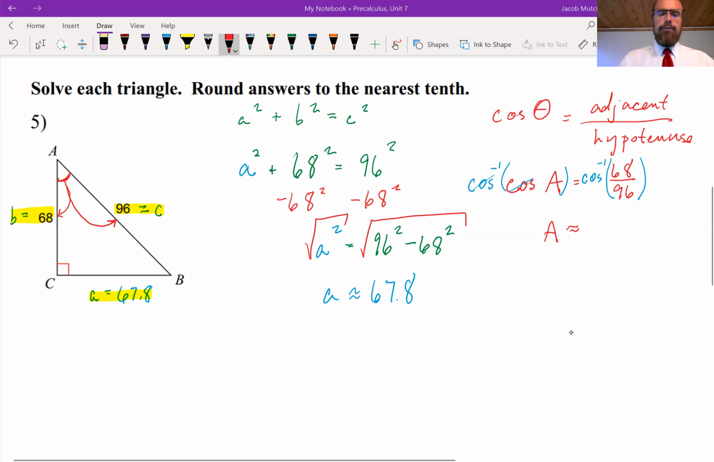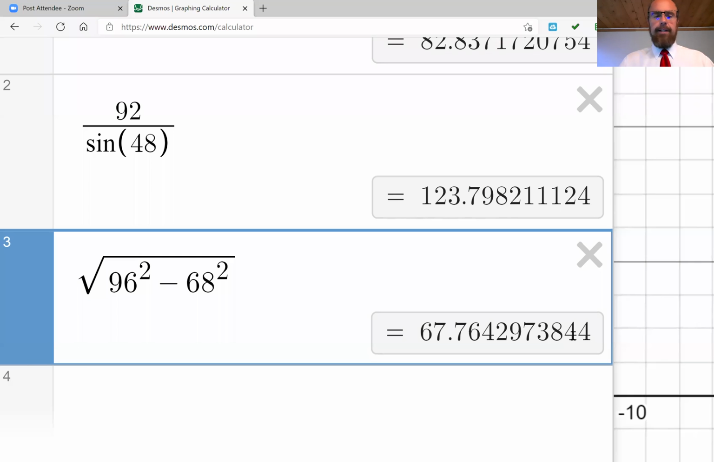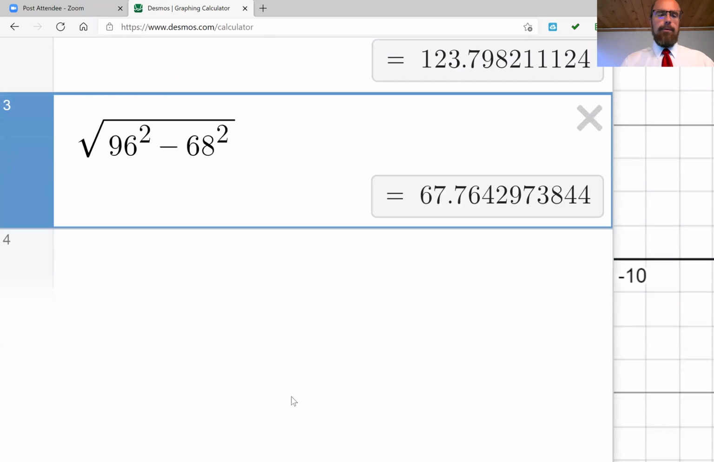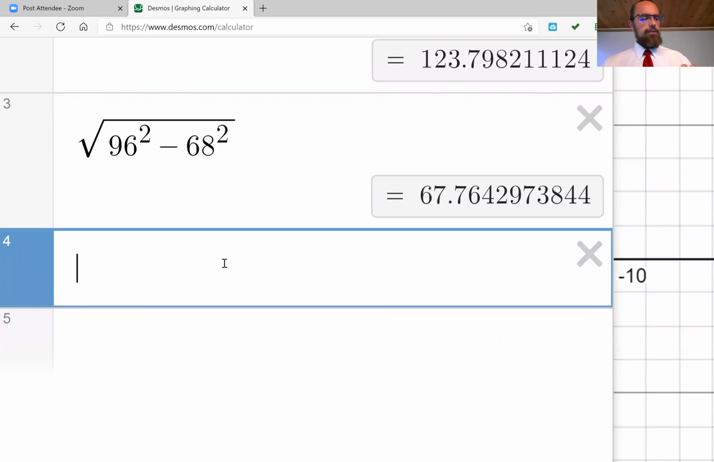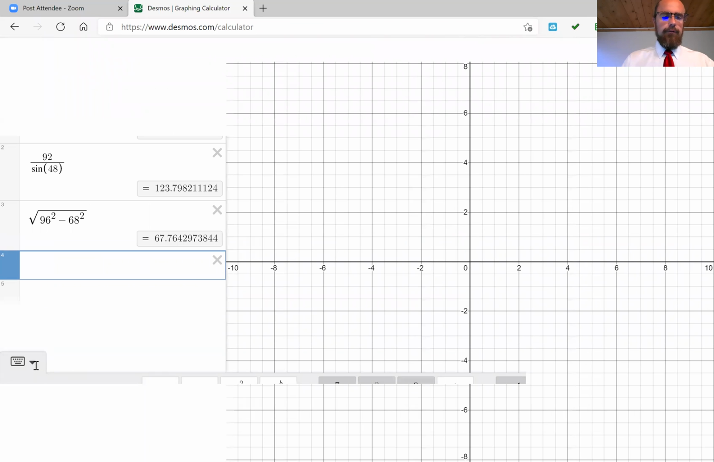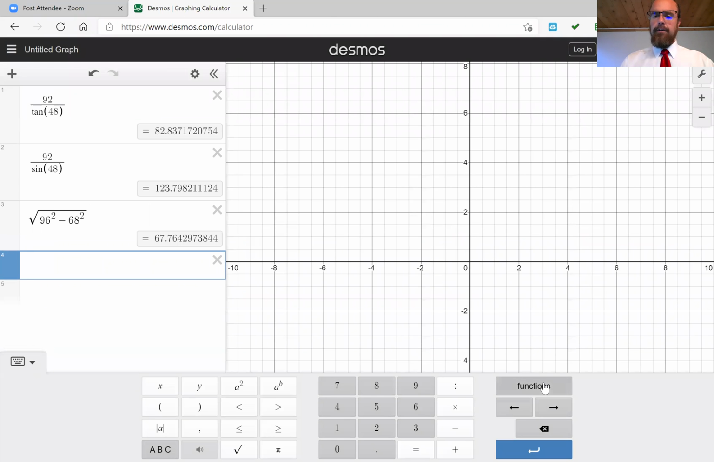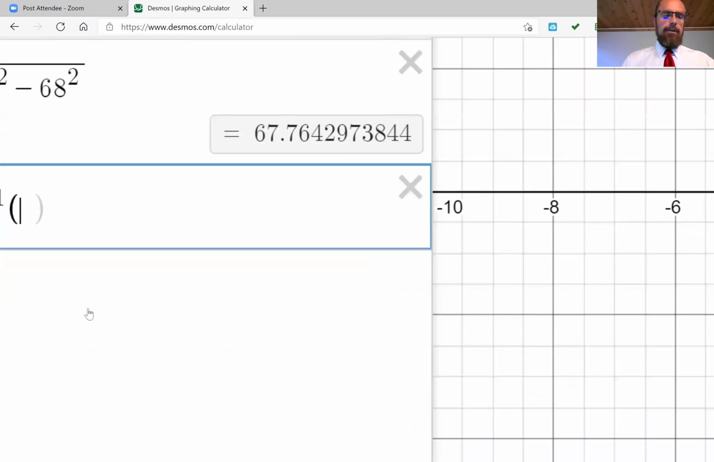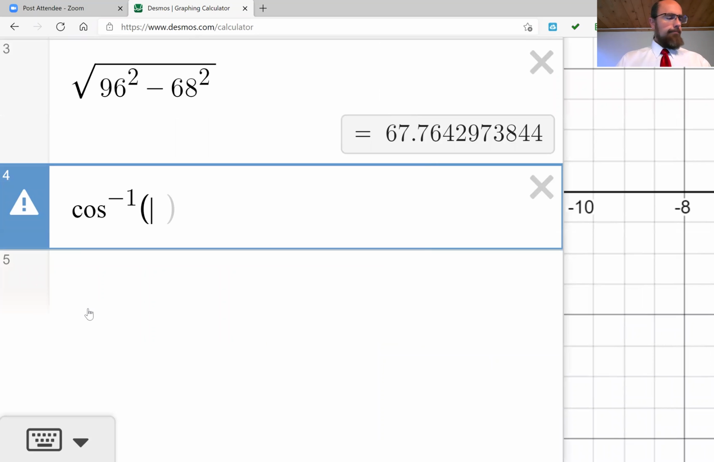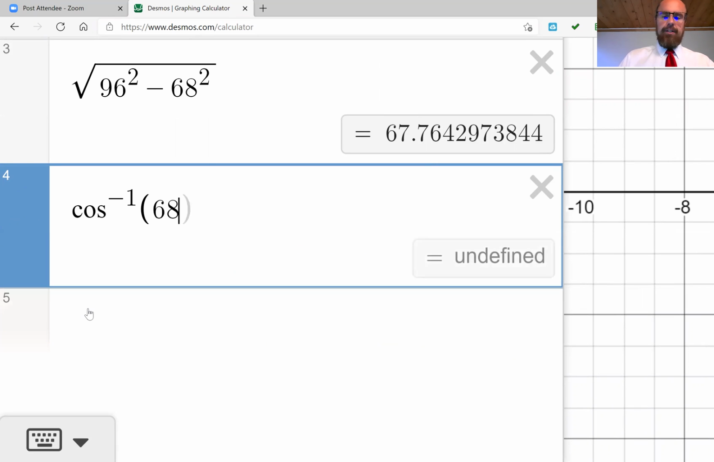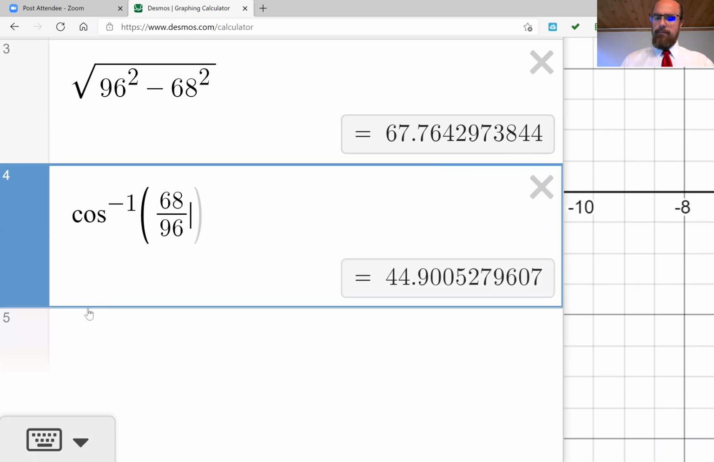In trigonometry, we do end up leaning on the calculator pretty heavily for the actual calculations. We do the setup geometrically using definitions, but then we really do use the calculator, especially for the trig ones. So I'm going to find under functions, I'm looking for inverse cosine. I find it in that middle column under the trig tab. And I'm going to type in the fraction 68 divided by 96. And that's giving me an angle measure of 44.9 degrees.